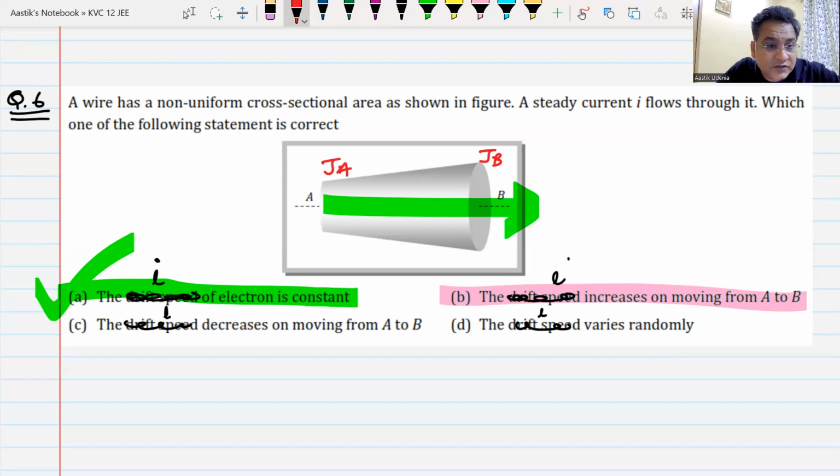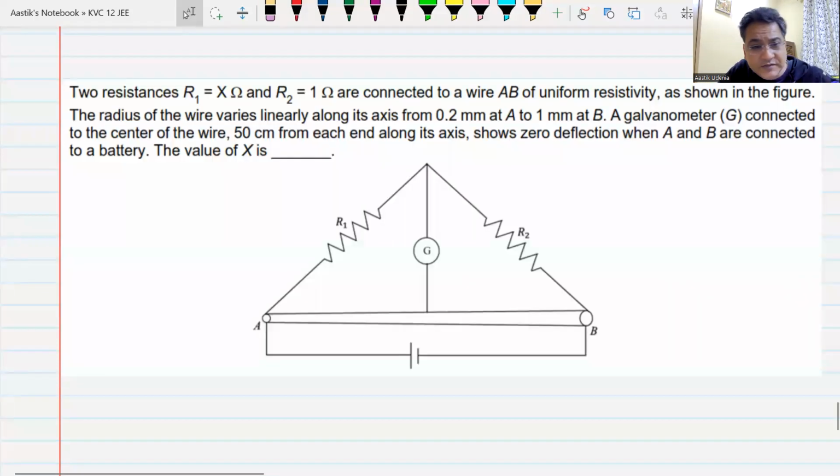And as promised, this was the question that came in this year's JEE Advanced, sir. I'll give you this question just because this type of thing has come. This is a question based on a balanced Wheatstone bridge. You understand a balanced Wheatstone bridge, then there is a meter bridge connected. Doesn't matter.